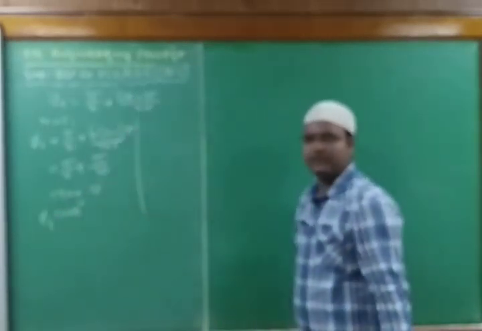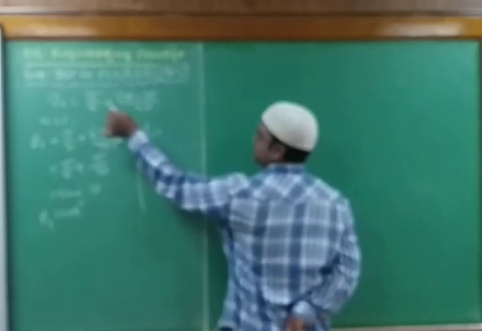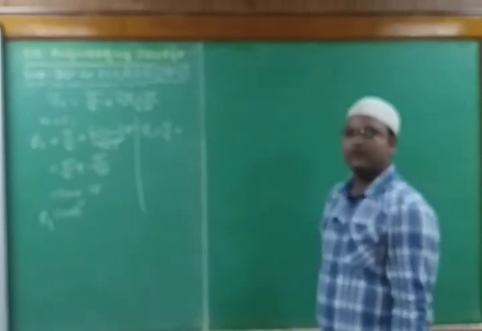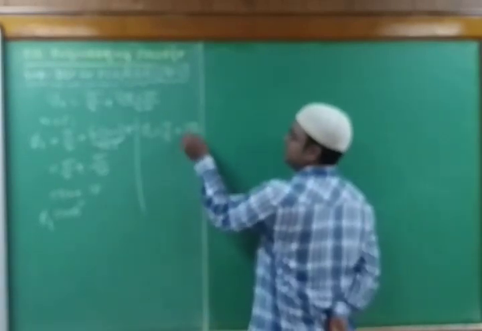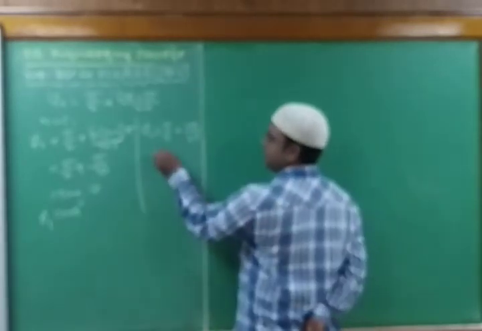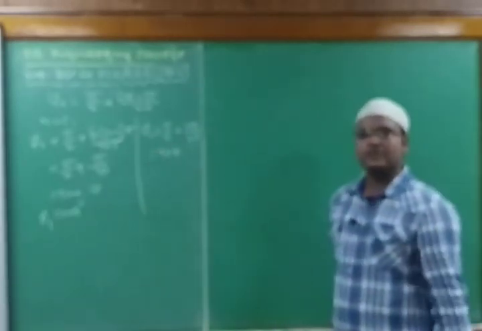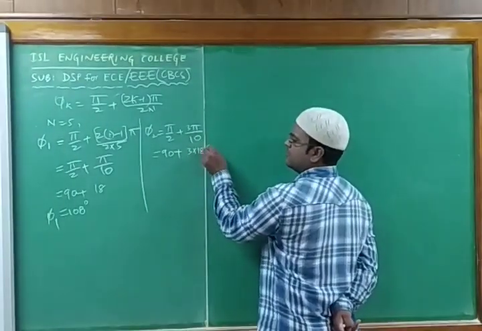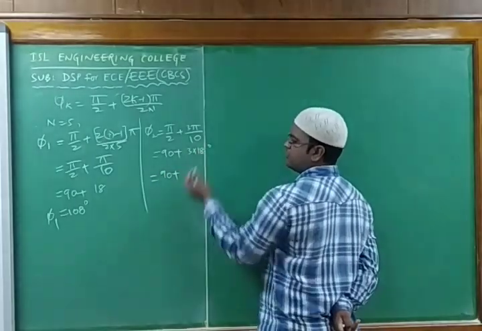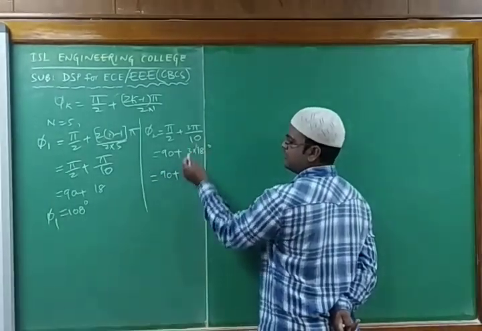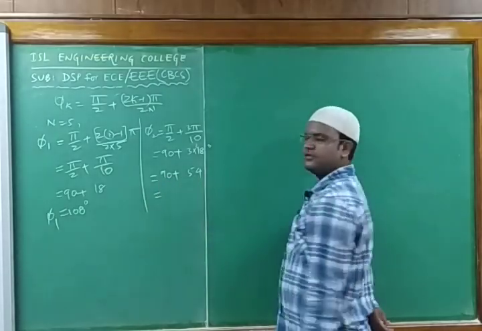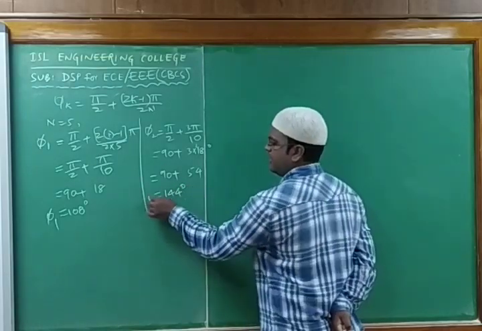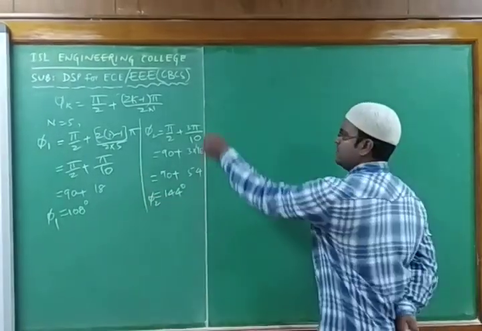Likewise I can go to the second one, finding phi 2. Substitute here pi by 2 plus, and the k value is 2. 2 into 2 is 4, 4 minus 1 is 3, so 3 pi by 10. Pi by 2 is anyhow 90. Pi is 180, 180 by 10 is 18, so 3 into 18 is 54. 90 plus 54 is 144. That is phi 2.